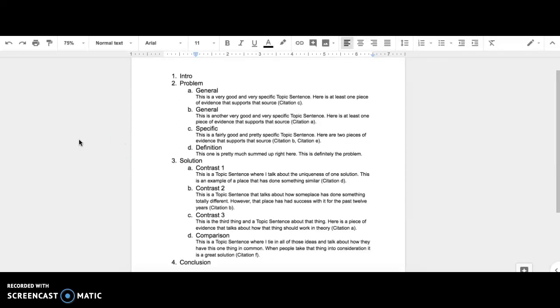All right, so we just finished talking about conclusions and the ways that we do them, the ways that we perform them, the 4 steps we can take to do those. So I wanted to very quickly demonstrate how I would want those conclusions to look in your paper and how they would kind of look in our outline.